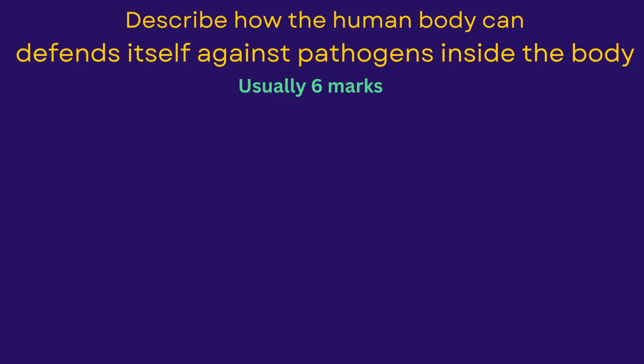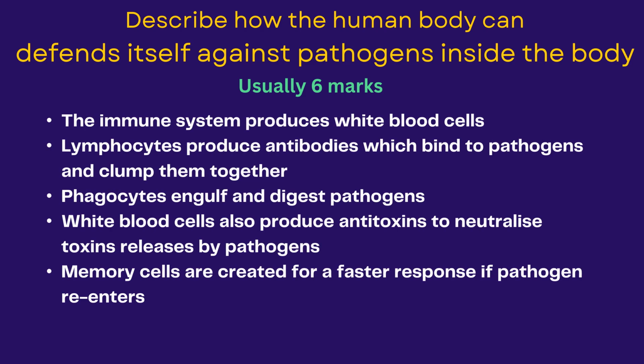Finally, let us look at this common 6 marks question. Describe how the human body can defend itself against pathogens inside the body. So, here are the points. Let's go through them one by one and see where you will pick up marks. So, the first thing that you need to say is that the immune system produces white blood cells. That's 1 mark. Your second mark will come from you saying the lymphocytes produce antibodies which bind to the pathogens, clump them together. That's your second mark.